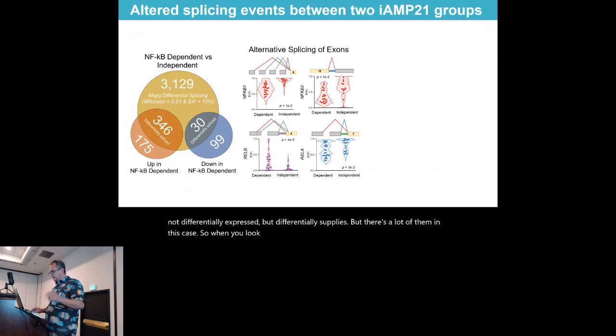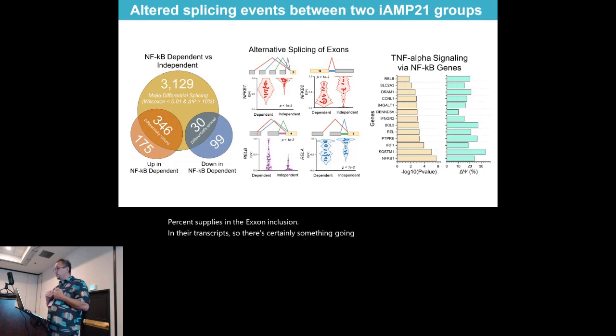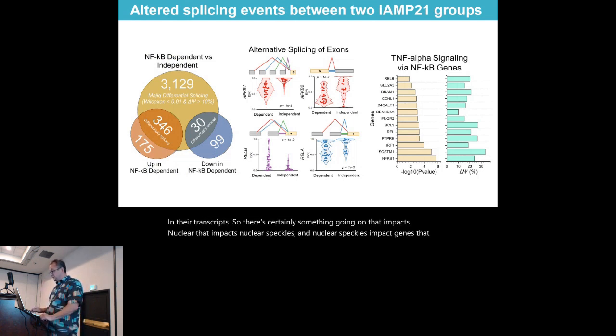So when you look at them again, the NF-kappa B genes, the NF-kappa B pathway genes, came with the differences in their percent spliced in, the exon inclusion in their transcripts. So there's certainly something going on that impacts nuclear speckles, and nuclear speckles impact splicing of genes that are related to the NF-kappa B pathway.